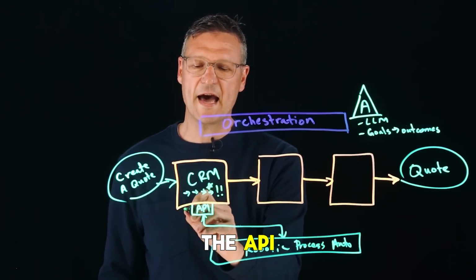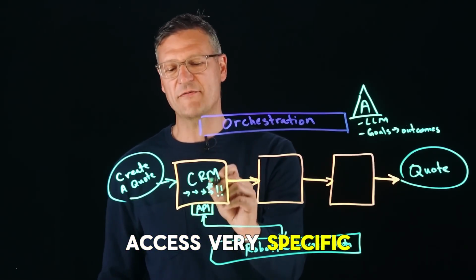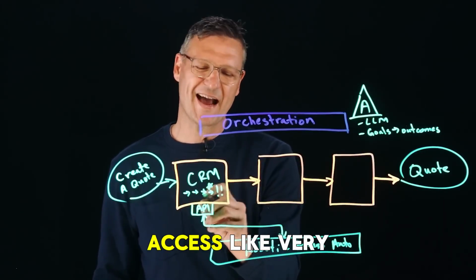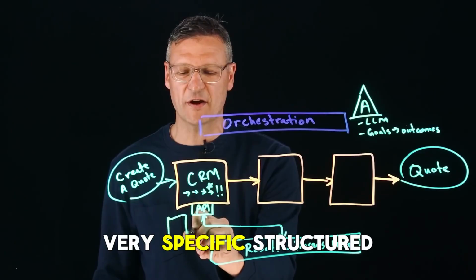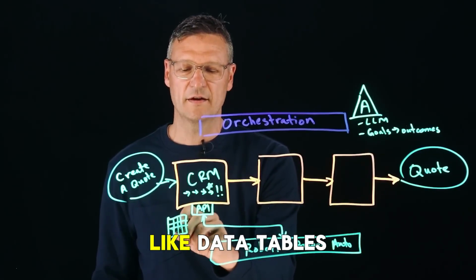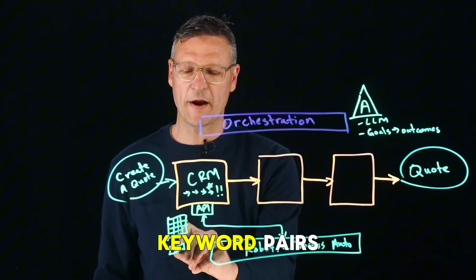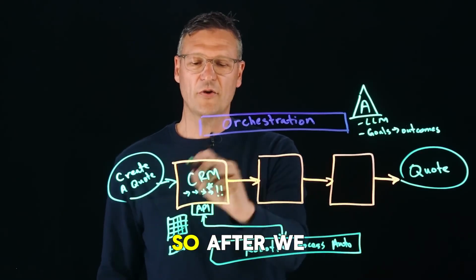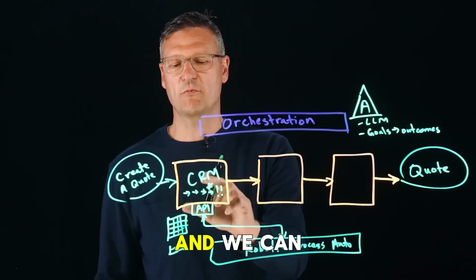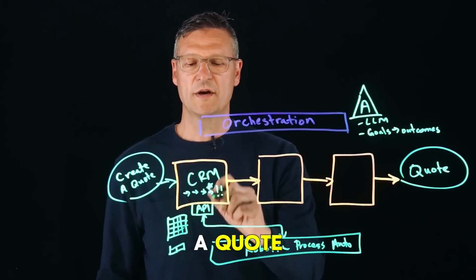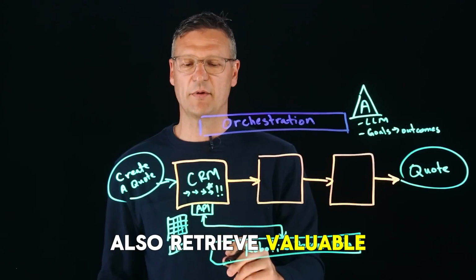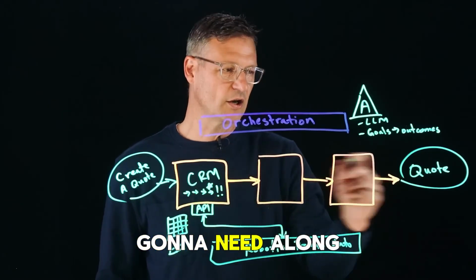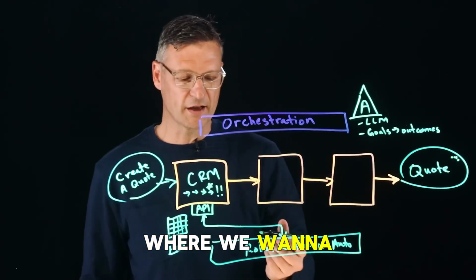Because through the API, we're gonna be able to access very specific actions, almost like calling a software process. And we're gonna be able to access very, very specific structured data. So usually data tables, or keyword pairs or things that are very structured in the RPA framework, okay? So after we go in here, let's assume we can detect when we need to create a quote. And let's say that we can also retrieve valuable information like the customer name and the customer address and some of the other particulars that we're gonna need along the way here to get over here where we wanna get to our quote.